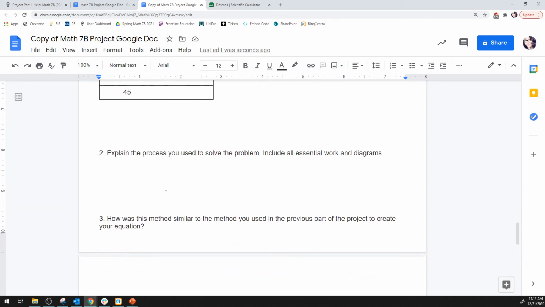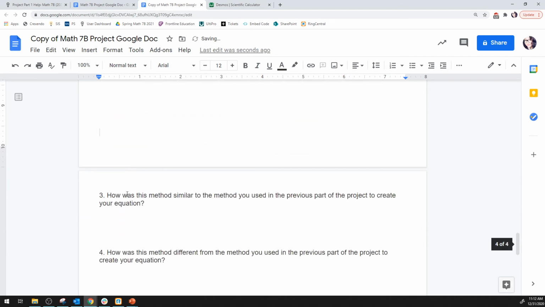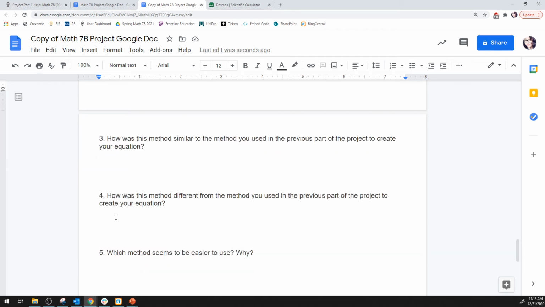So part 3 says, how is this method similar to the method used in the previous part of the project? So this is comparing it to part 2 where we solve that equation, right? So this is saying, well, with the equation, all I did was solve for one variable versus the table, I solved for multiple numbers. So that's something that you could say, I guess that's a different, I apologize. So use that for part 4 or question 4. So for different, with the equation, I only solved for one variable, and with the table, I was solving for many different ones.